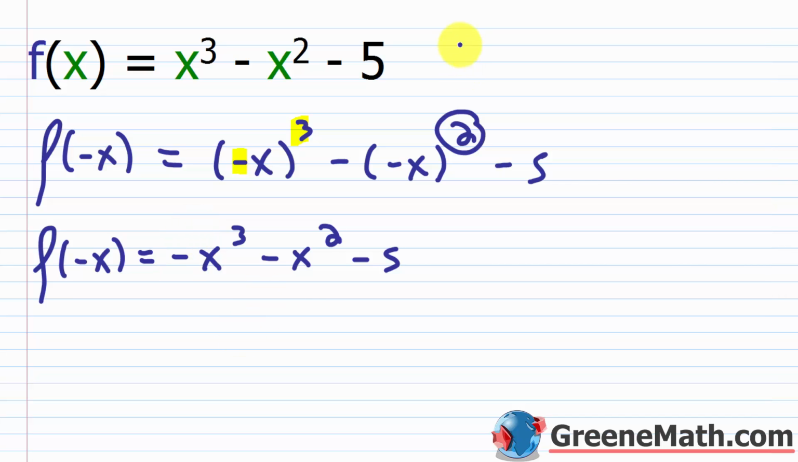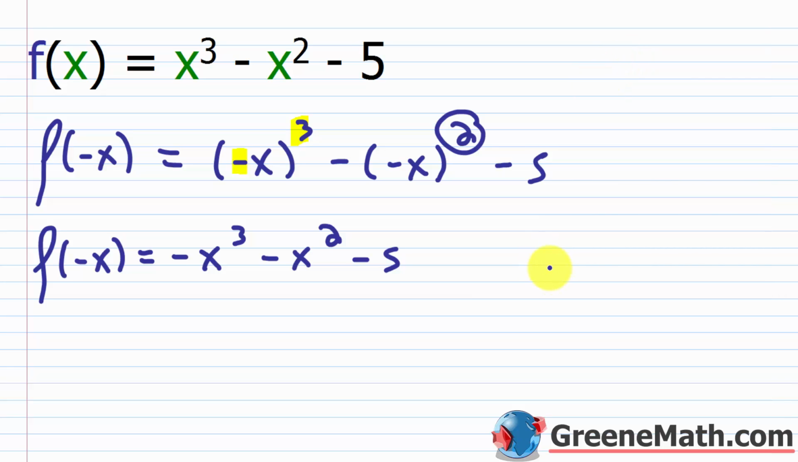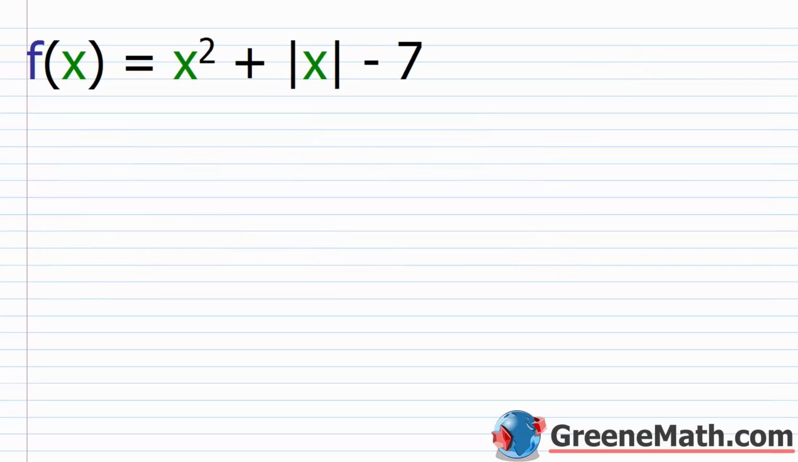Is it odd? Well, for it to be odd, again, f of -x, which we have right here, should be equal to the negative of f of x. So in other words, if I multiply the right side of this by -1, well, I'd have a negative, a positive, and a positive. Those two don't match up either. So this guy isn't odd and it's not even either. So it's going to be neither. All right, what about this one?